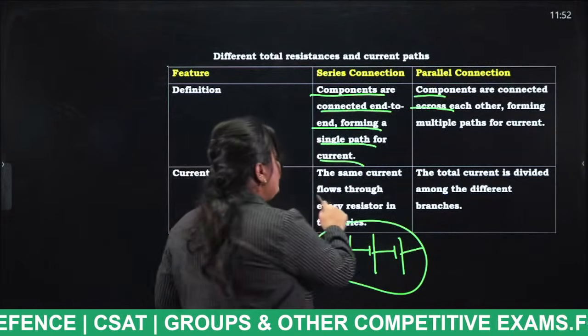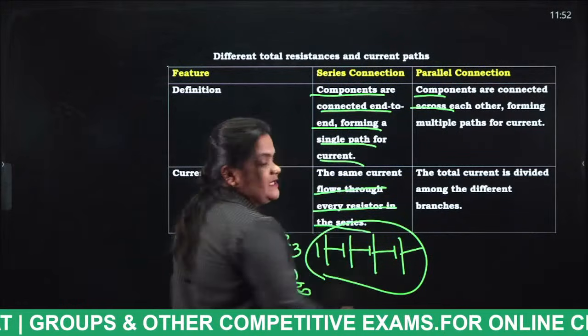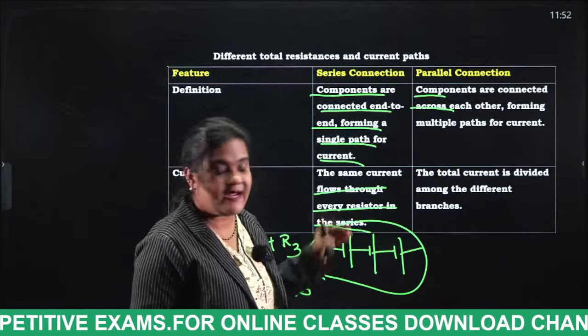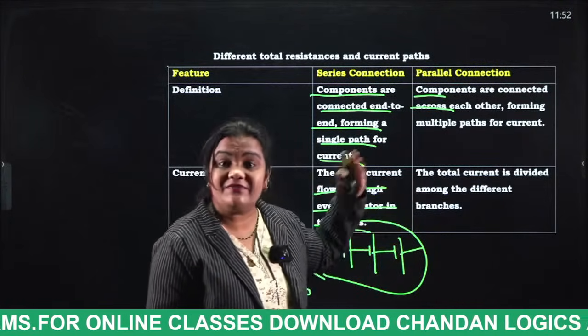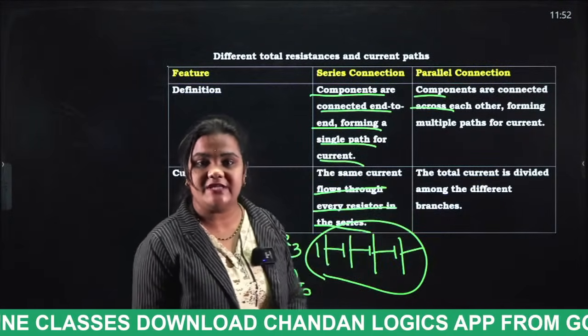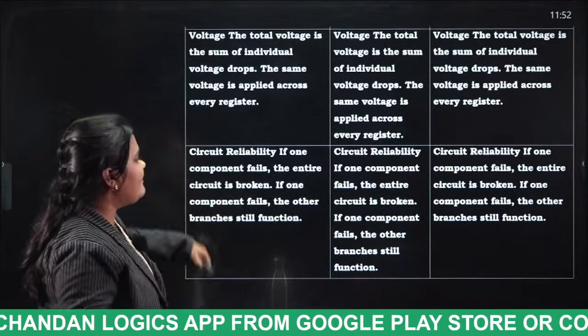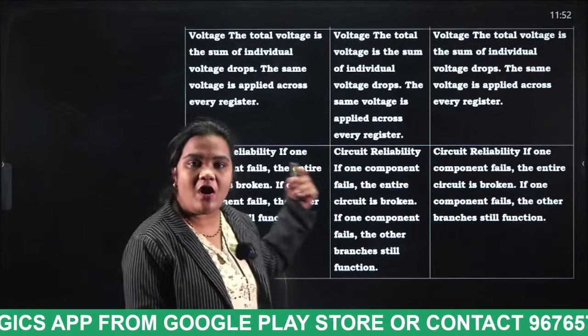The same current flows through each resistor in the series. The current will be the same at each and every point in a series connection. In parallel, the total current is divided among the different branches. Okay, voltage, I have just now explained. So these are the things which I have already explained.